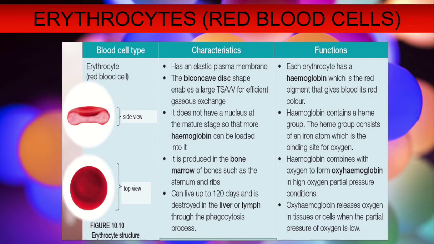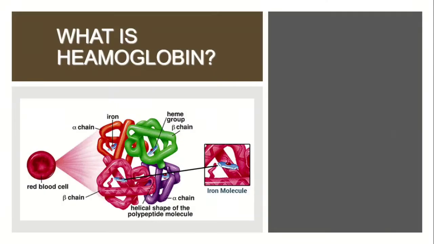The erythrocyte has hemoglobin, which is the red pigment and gives the blood its red color. Hemoglobin contains a heme group. The heme group consists of an iron atom, which is the binding site for oxygen. When hemoglobin combines with oxygen, it forms oxyhemoglobin in high oxygen partial pressure conditions. Oxyhemoglobin will release oxygen in tissue or cells when the partial pressure of oxygen is low.